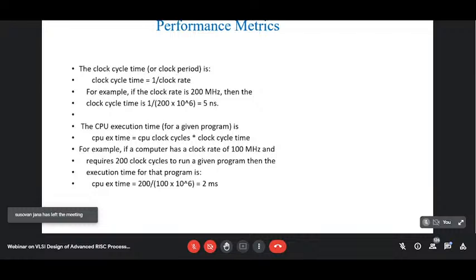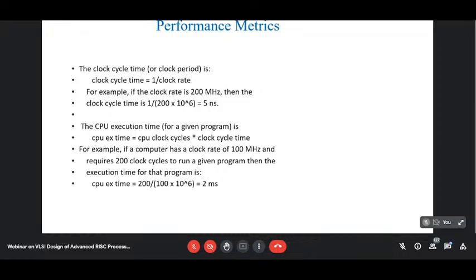So before going into the architecture of CISC, let's go through certain terms. A clock cycle: the CPU operates on a clock. For example, if the clock rate is 200 megahertz, then what is the clock cycle time? 1 by 200, this is 5 nanoseconds. So if a computer has a clock rate of, let's say, 100 megahertz and requires 200 clock cycles to run a given program, then you can easily find out the execution time. What is the total CPU execution time?